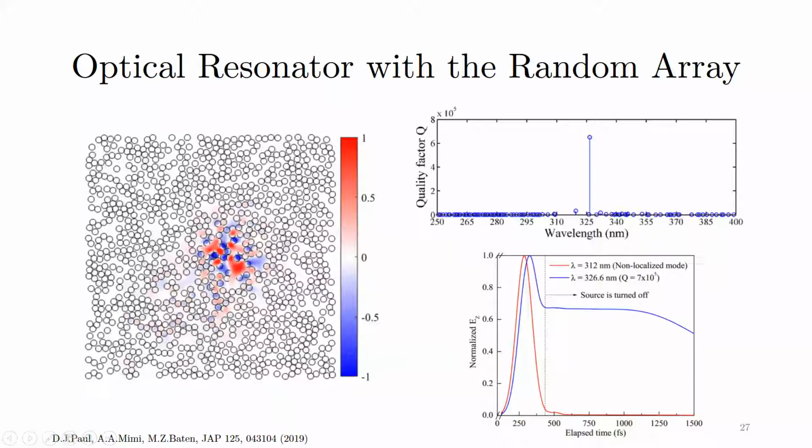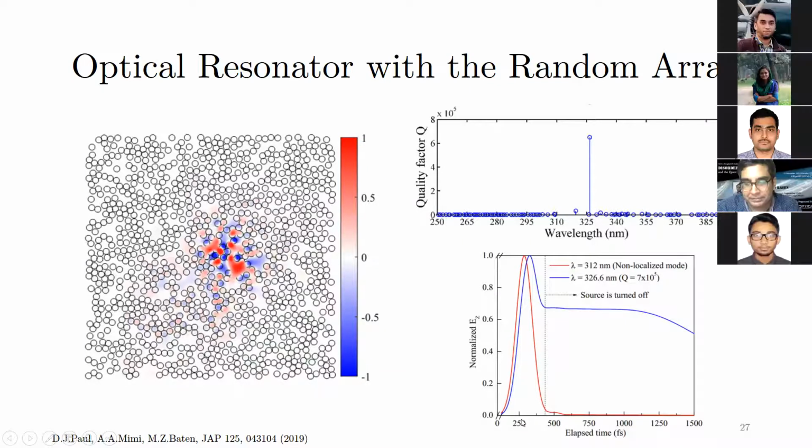We can calculate or find it using the FDTD simulation that we were doing. And it was actually possible to do that very easily. We saw that it is around 325 nanometers. Around 325 nanometer wavelength light was getting trapped for this particular random system. And then to check whether indeed this light is getting trapped, we did some simulation where we plotted the electric field as a function of time.